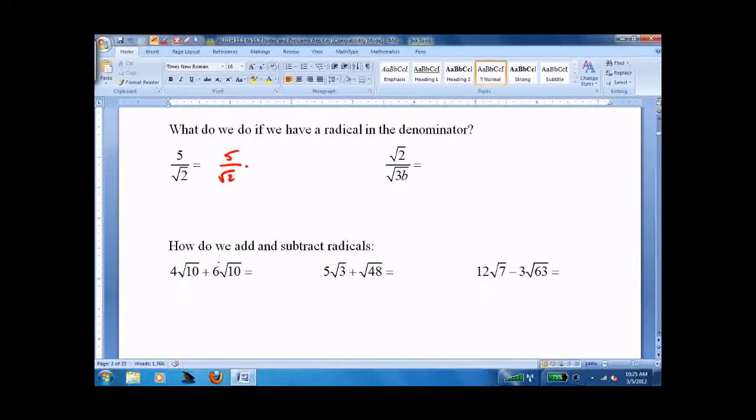Whatever's on the bottom, we multiply it on the top and again on the bottom. So we're just multiplying by 1. This equals 1. We're allowed to multiply by 1 whenever we want. The reason we do this is we will get the radical out of the bottom. Why do we care? It's a good question.